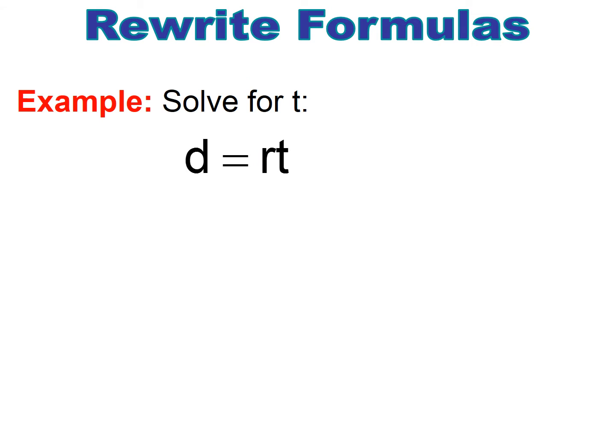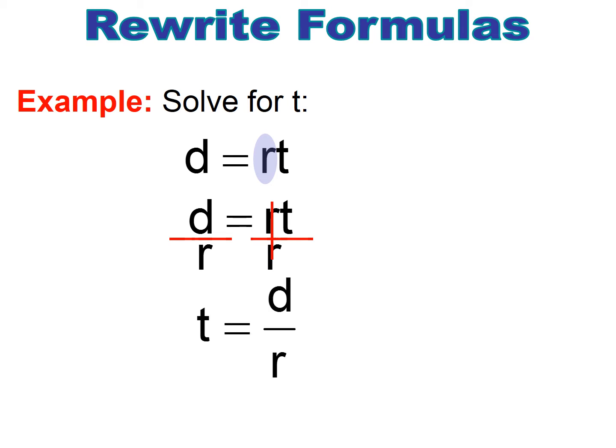In this case, we want to solve for t. So in order to get t by itself, I need to remove that r. I need to move it to the other side. And remember, when something is attached, that is multiplication, and the inverse operation would be division. So in this case, I want to divide both sides by r to remove that r, and my new formula for t would be t equals d divided by r.